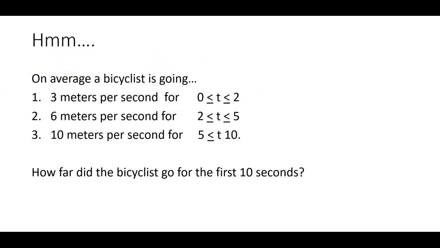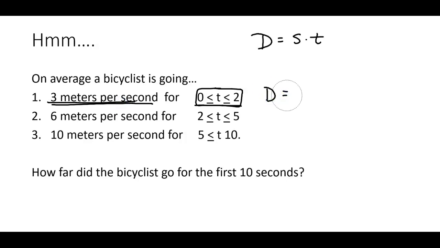Okay, as you can see, I'm giving you the average speed of the bicyclist and the time period at which he's going that speed. On the time period from 0 seconds to 2 seconds, the bicyclist is going a speed of 3 meters per second. Now, how do you find distance? Hopefully you know that distance is equal to speed multiplied by time. For this first interval, we're traveling for a total of 2 seconds at a speed of 3. So the distance the bicyclist traveled on that interval would be speed times time, which is 6 meters.